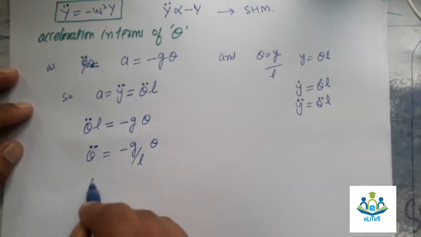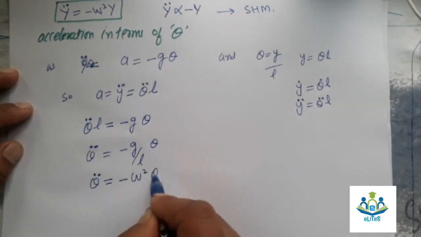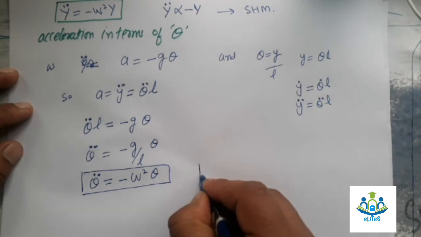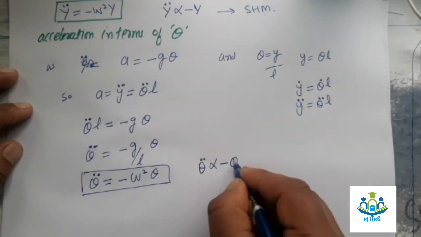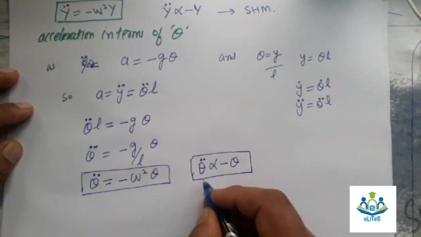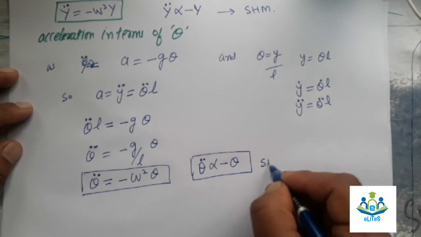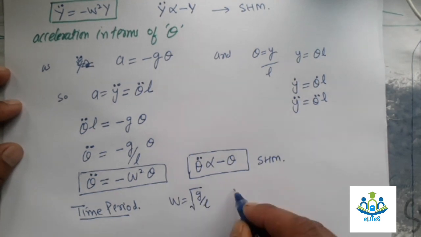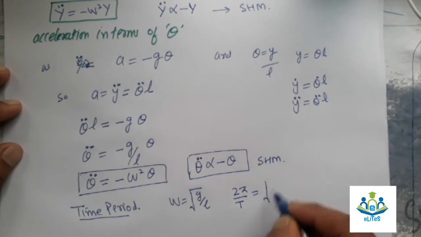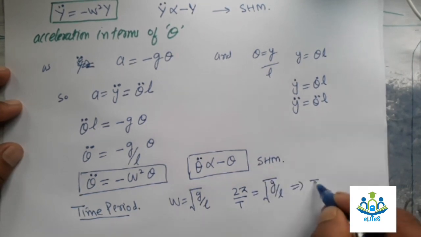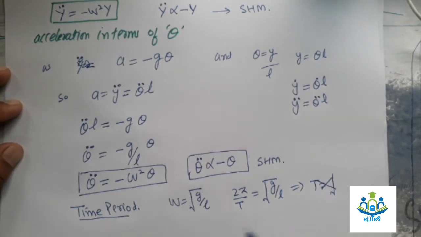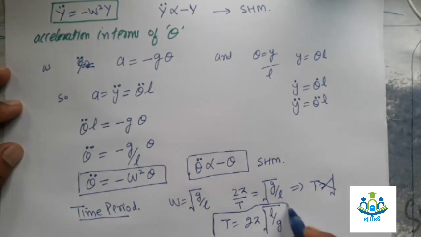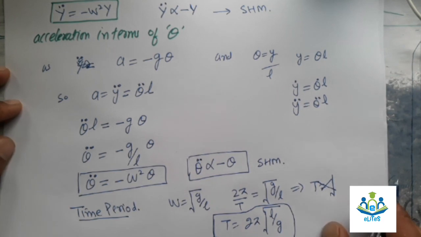G over L is omega square, so theta double dot is minus omega square theta. So this is acceleration in terms of theta, and you see angular acceleration is negative times angular displacement, so it is simple harmonic motion. Time period: omega is square root of g by L, and omega is actually 2 pi over T, so the time period will be 2 pi under root of L over g. So this is the time period of the oscillation of the simple pendulum.